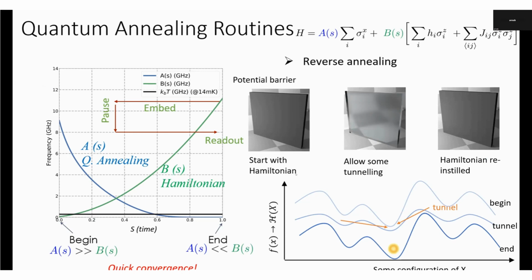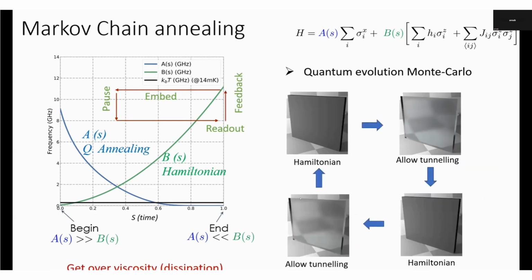And the final thing that you can do is keep on doing this in a circle. You can embed, pause, read out, and feed back the results of this readout to the next step. You can do it in somewhat of a Monte Carlo fashion, called quantum evolution Monte Carlo, and in that way you can get to your ground state. So there are three ways you can actually do this annealing. This is more of a Markov chain type annealing process. We tried all three of them, and I can talk more about these offline if you want.